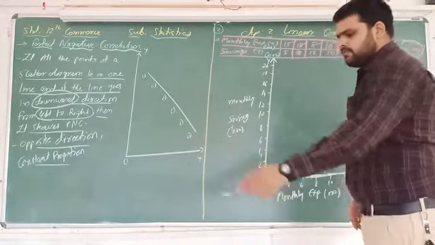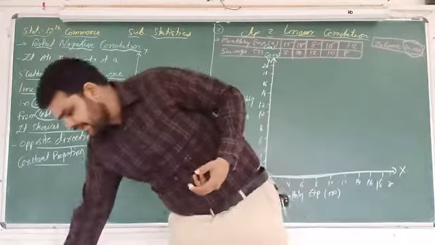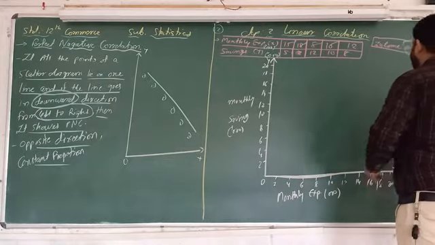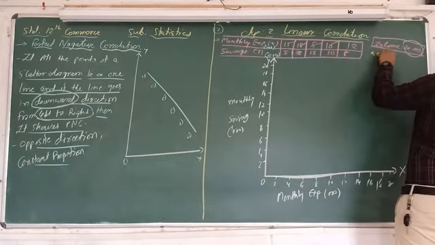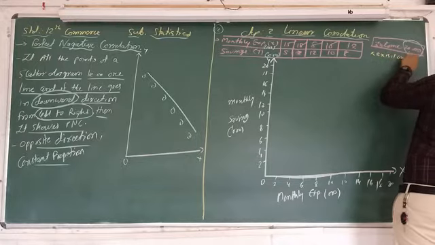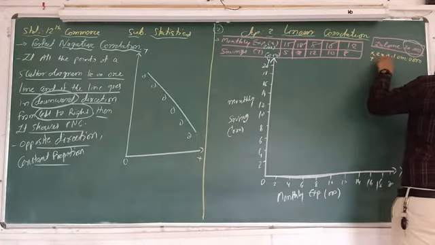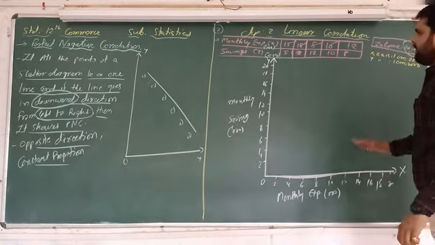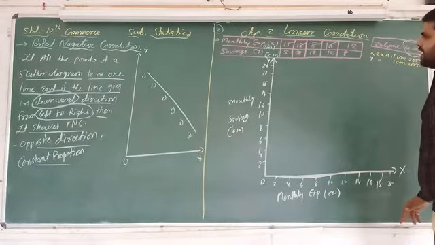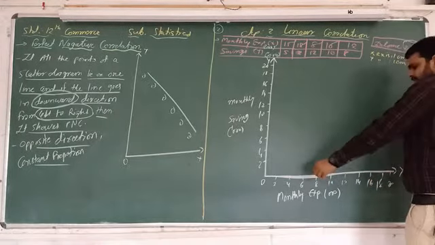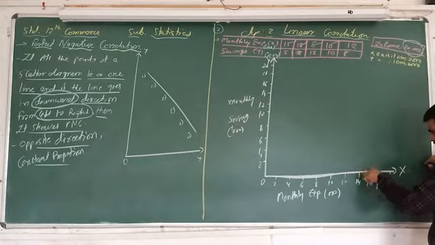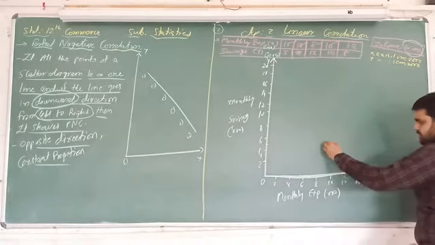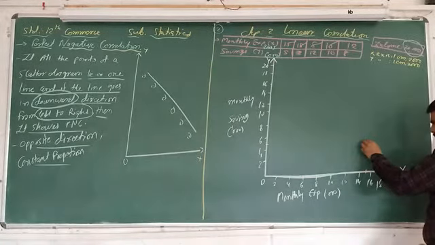Now we have to plot all the x and y points and join them. Here we write: x-axis, 1 centimeter equals 2,000 rupees; y-axis, 1 centimeter equals 2,000 rupees. First, when the expense is 15,000, saving is 5,000. So 15,000 on the x-axis is between these, and 5 is between these. So this is the first point.